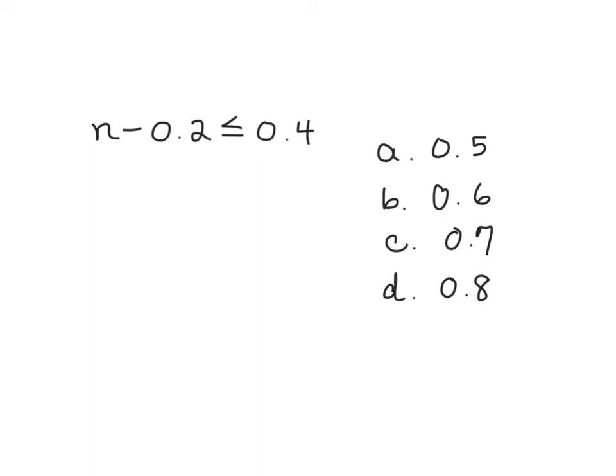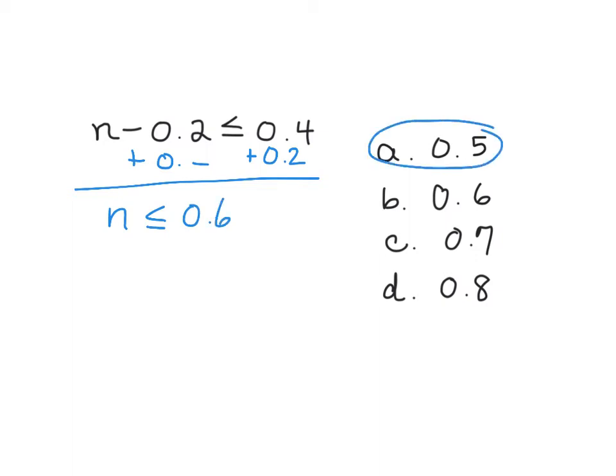Here's another example. Here's one with decimals. Now we could solve these by adding the 0.2 to both sides. N is less than or equal to 0.6. Well, let's see. 0.5 is less than or equal to 0.6, but also 0.6 is less than or equal to 0.6. That boundary value in this case is included because of that little line underneath the inequality. So this one has two solutions from that multiple choice list.